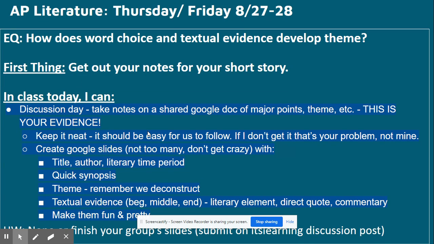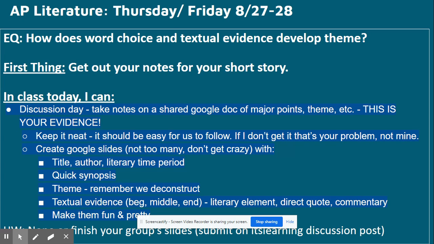Cool. So you're going to open a Google slide, work on this as a group, and you're going to go through and add these different elements. Okay. So make it pretty, make it nice. On your first slide, you're going to have the title, author, and literary time period. So if you put 1800, you did nothing to help answer the literary time period. When you're looking at literary time period, you also need to look at the location because the British literary time periods are ahead of the American literary time periods.